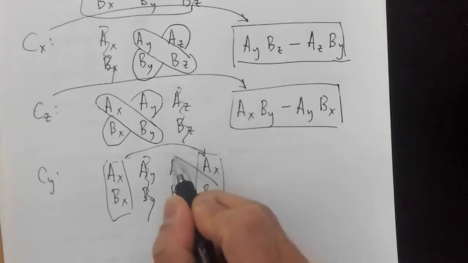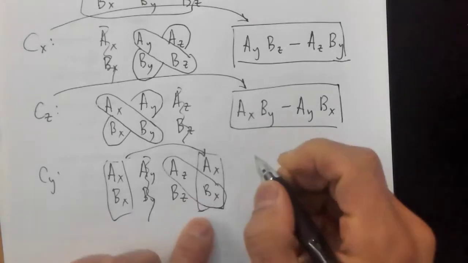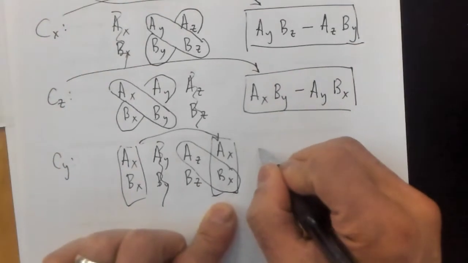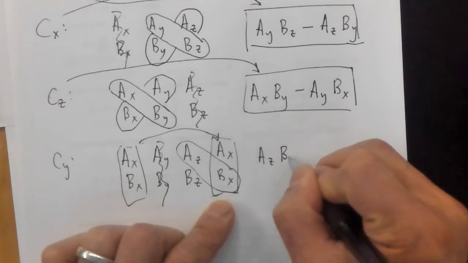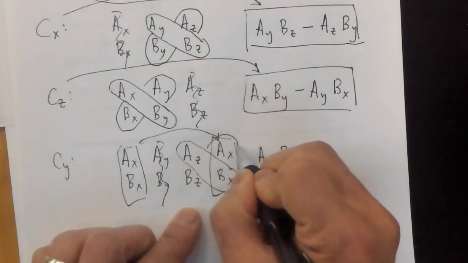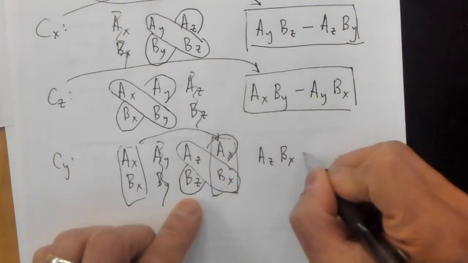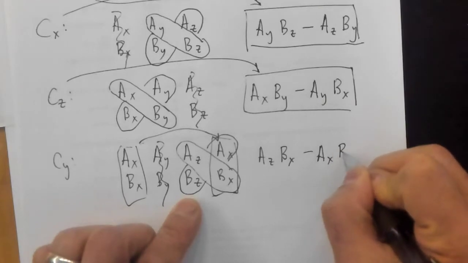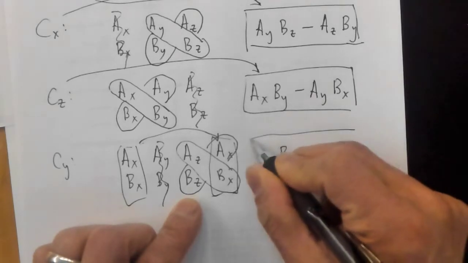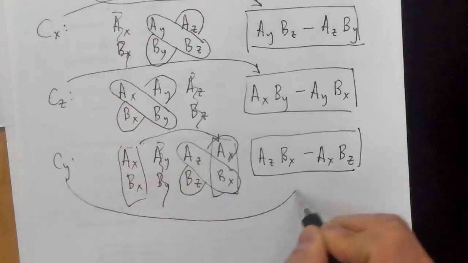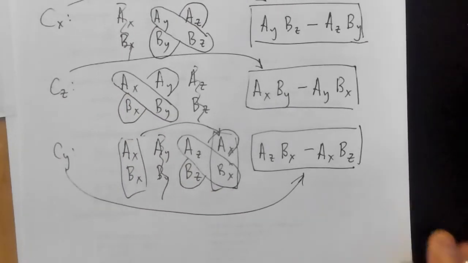And now what you do is you take the product of the diagonals, same formula. You go AZ times BX minus the product of the off diagonals, minus AX BZ. And that's the formula for CY. Okay? Any questions about that?